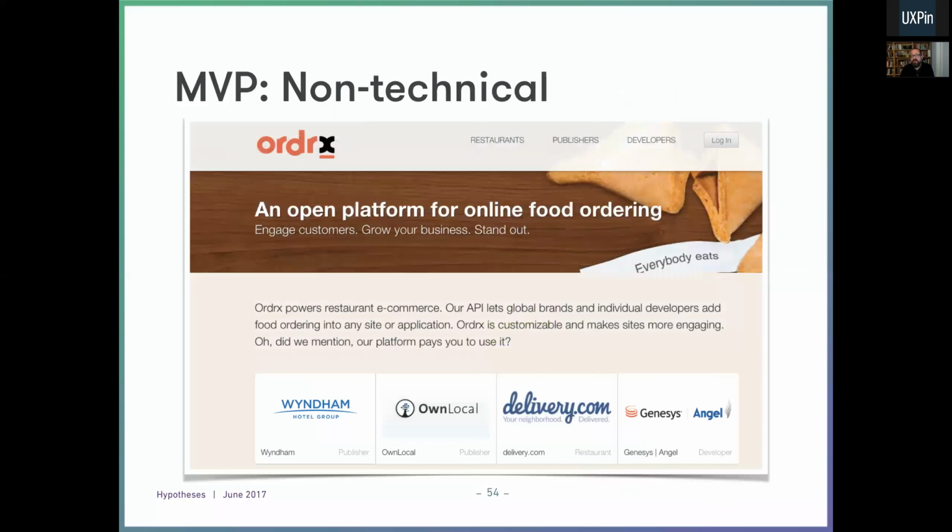I'm going to skip this one. It's possible that your MVP doesn't even have to be a technical product. Your MVP for this was a service called OrderX. It was a platform that would let you build food ordering applications. Might be interesting to large corporations, to hotel chains, things like that, that might want to build applications for ordering room service, for example. A platform for building food ordering applications.